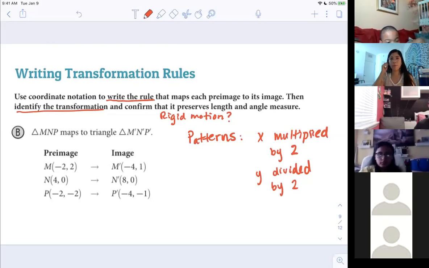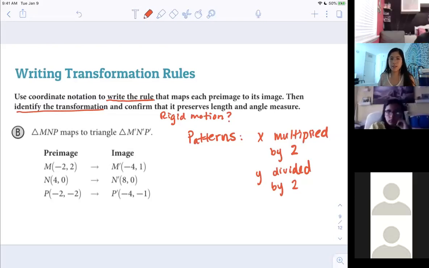Well, before I write my rule, what do you guys think? Is this a translation, rotation, reflection, or dilation? Can I use some grid paper? Some graph paper, you said? Yeah, that's a good idea. You should get some. Okay, hold up, right back.